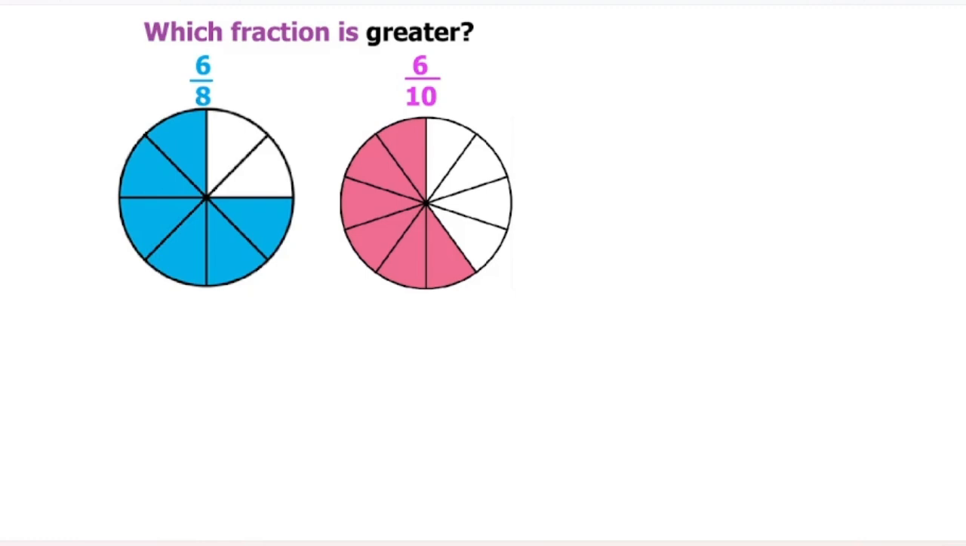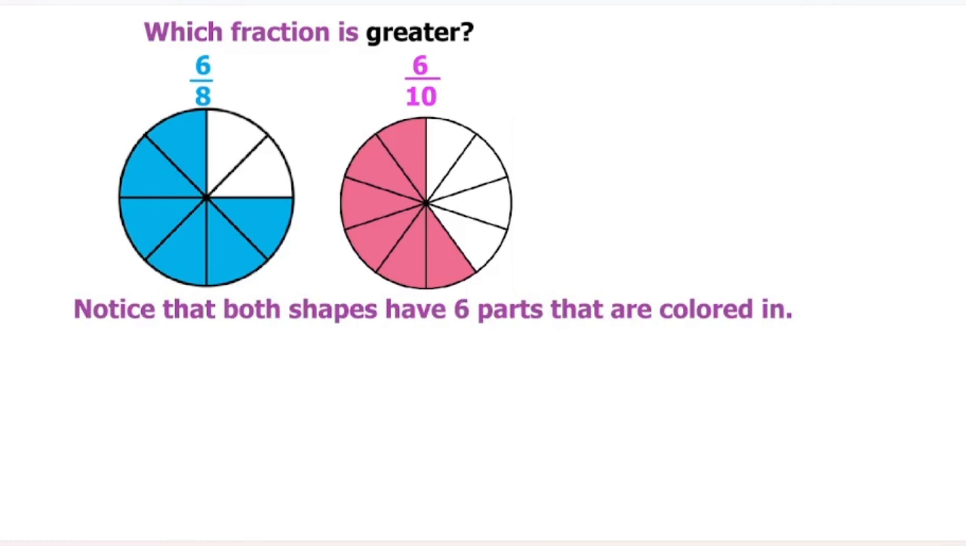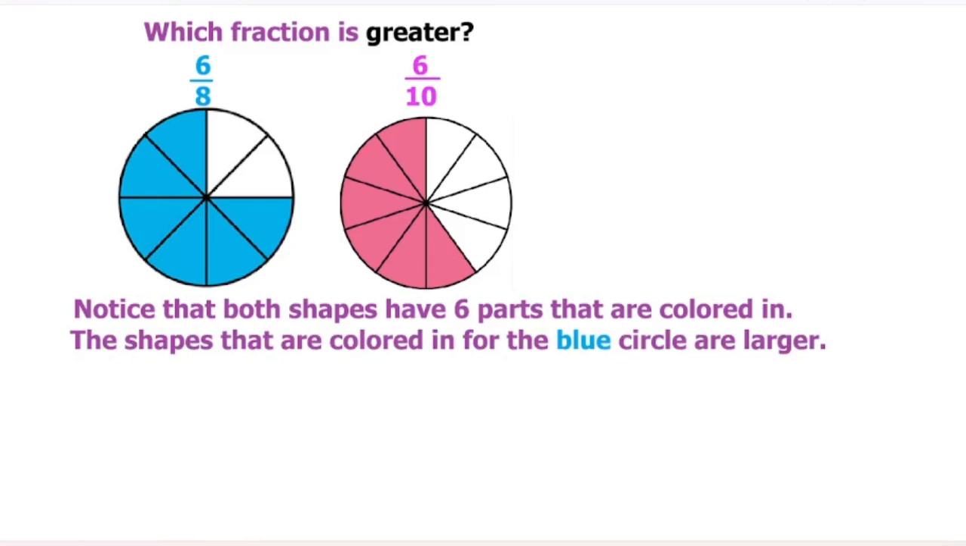So we could just take a look at these circles, okay? And we can notice that both shapes have 6 parts that are colored in, right? So 1, 2, 3, 4, 5, 6. And this one also has 6. 1, 2, 3, 4, 5, 6. But the shapes that are colored in for the blue circle are larger. See how they're bigger? These ones are smaller.